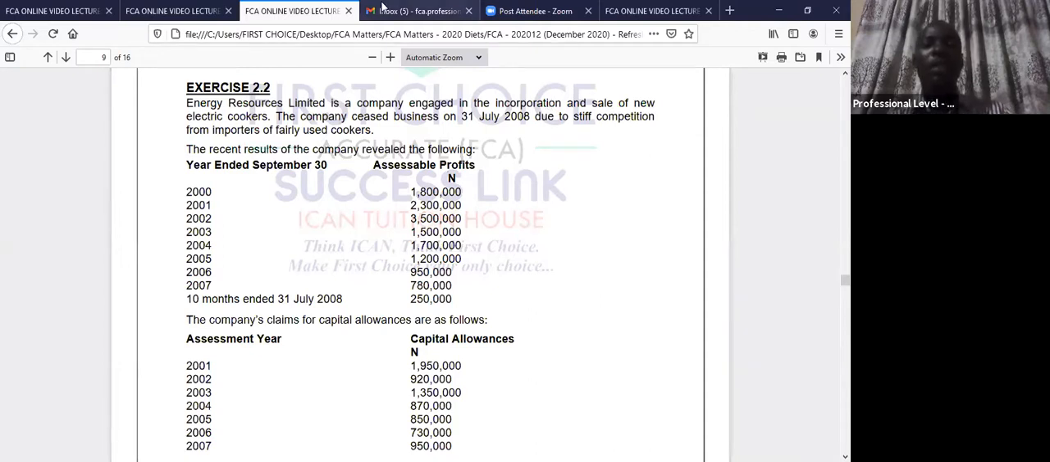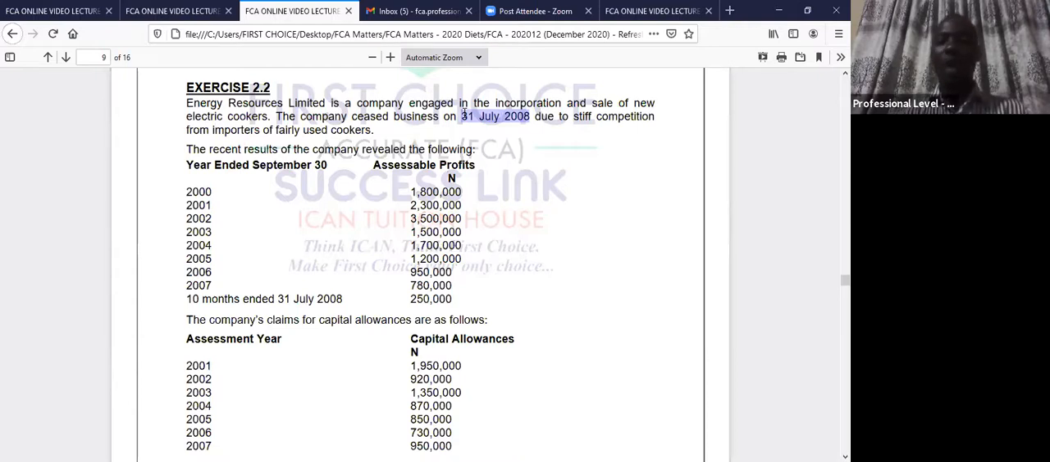Now, secondly, the company is ceasing business on 31st July 2008. What does that mean? It means that if there is unutilized capital allowance on the ultimate year, you need to carry it backward for 5 years, beginning from the penultimate year. Now, that's where I am going to.